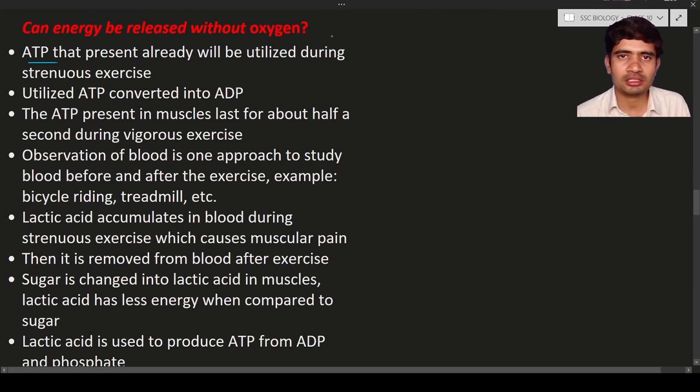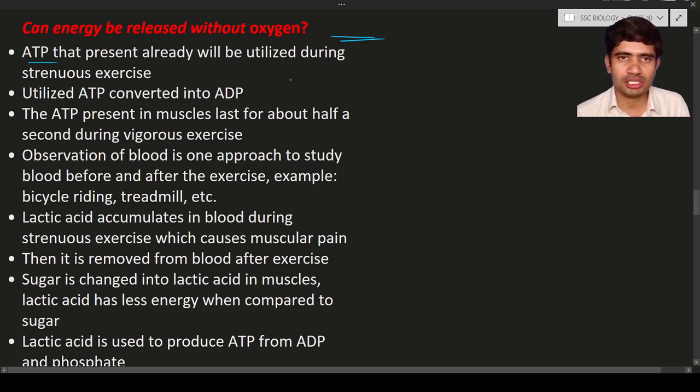This subheading is about human beings. During strenuous exercise, you will not get enough oxygen. It means your muscle cells will not get enough oxygen. Then how do they work without oxygen? There is a process, and that process is known as anaerobic respiration.